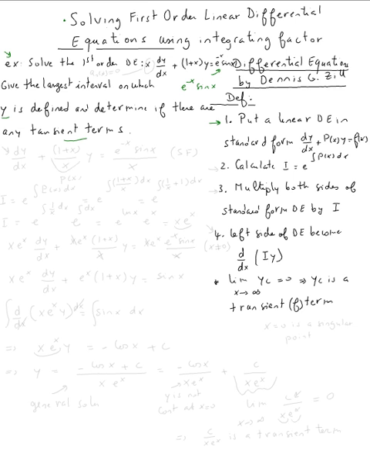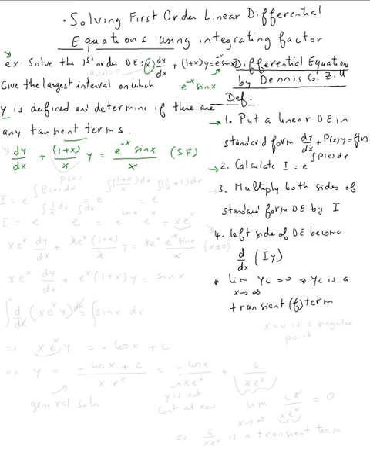So let's start with number 1. Number 1 says put a linear differential equation in standard form, dy/dx plus p of x times y equals f of x. So in other words, get rid of this x. How do we do that? We divide both sides by x. If you divide both sides by x, you get dy/dx plus, and then (1 plus x), you have to also divide each term by x. And you have to do the same thing to the right side. Now it's in standard form.